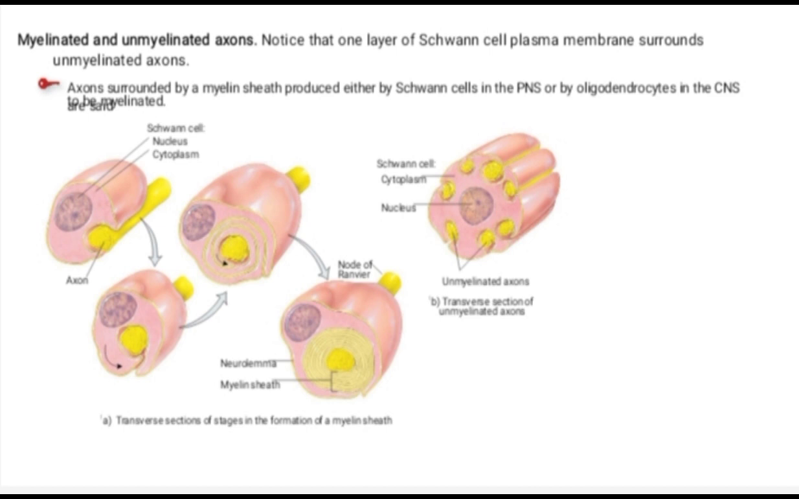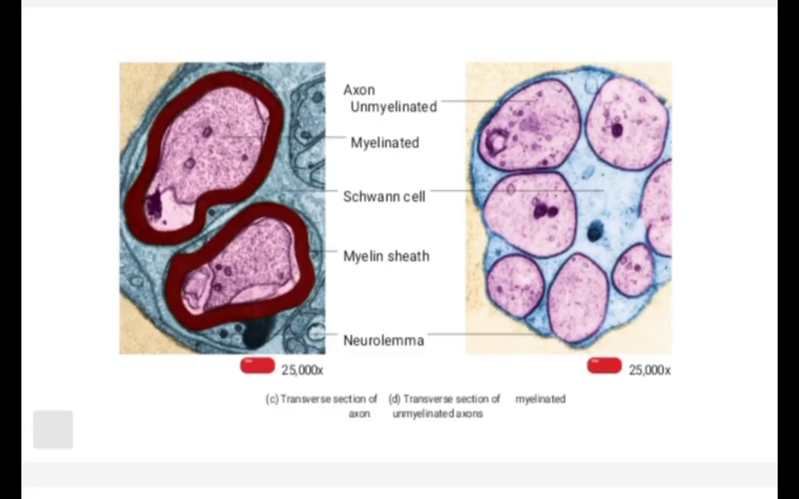Myelinated and unmyelinated axons. Notice that one layer of Schwann cell plasma membrane surrounds an unmyelinated axon, as shown in the picture below. Axons surrounded by the myelin sheath are produced by Schwann cells in the peripheral nervous system. So this is the picture below.